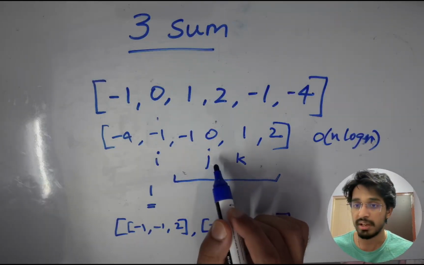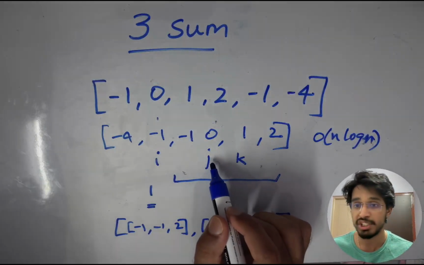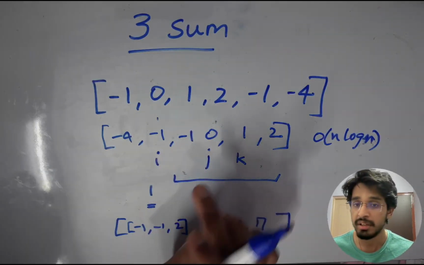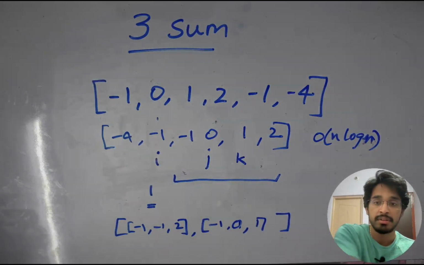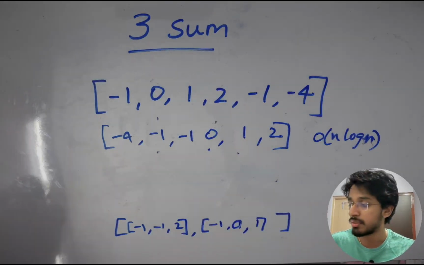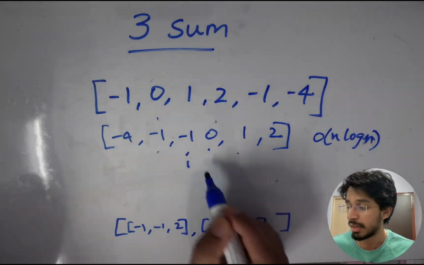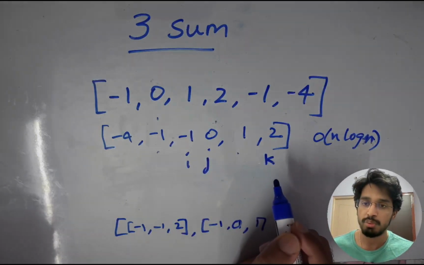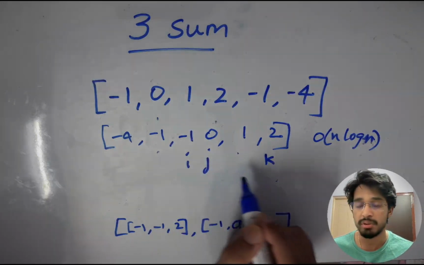Now you see that they are overlapping. This condition fails, where j is less than k. So now we go to the next iteration by incrementing I, and we just reset this. All right, so this becomes I now, and as I told you, j is the next value, and then k is at the last. Okay, I hope you get the idea. So we can just keep on doing this.